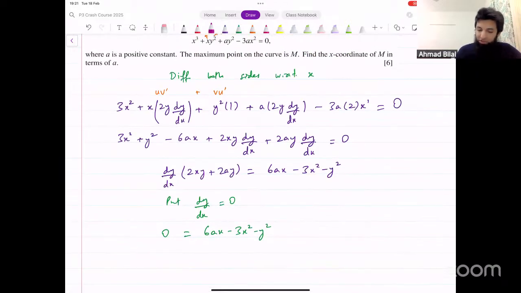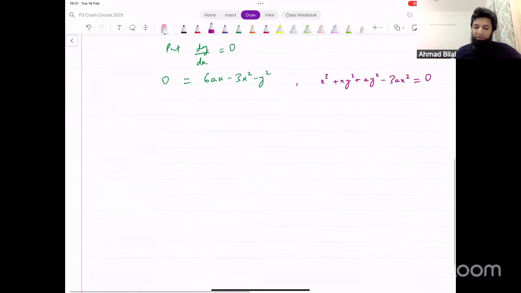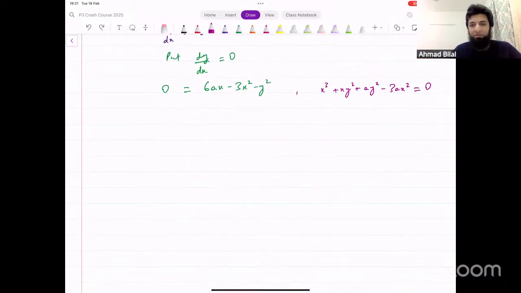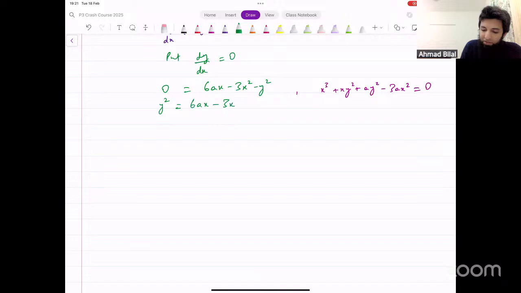What's the function? The original equation is x cubed plus xy squared plus ay squared minus 3ax squared equal to 0. And now the idea is we want the x coordinate of m, so we have to eliminate y from these equations, right? So we can make y the subject and put that in the other equation. In the first equation, if I make y the subject, I get y squared equal to 6ax minus 3x squared. And now I can take square root, but when you take square root, you have to put plus minus, and that complicates things a little.